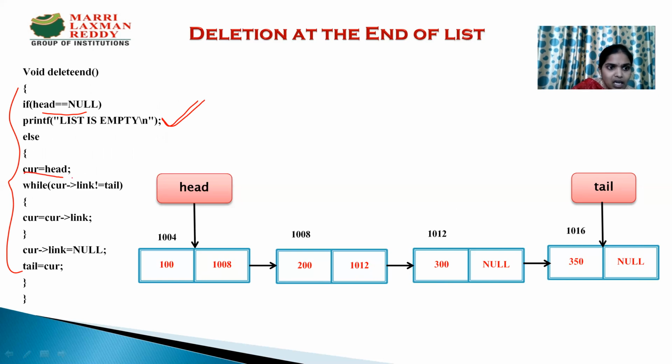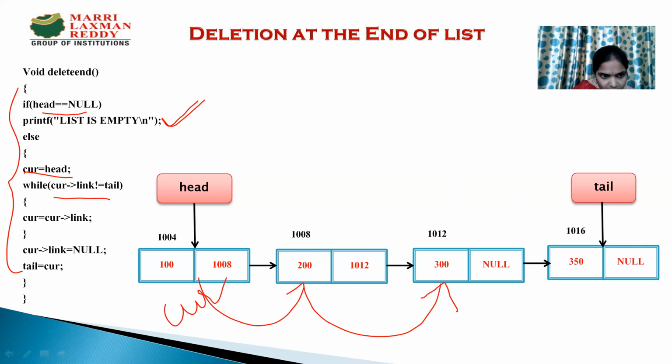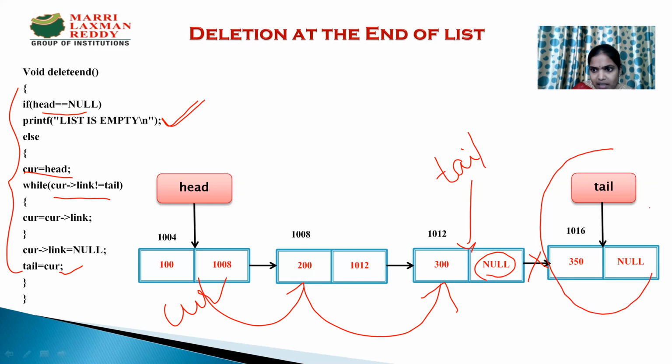Initially, we are making the head node the current node. Next, by using this while loop, we are moving from the first node to the second node and the second node to the third node. Then when we reach this third node, we are making this current link null so that the link between these two nodes gets disconnected, and by the help of this statement, I am making this the tail node. Finally, this node gets deleted from the list. This is how we can delete a node from the end of the list.